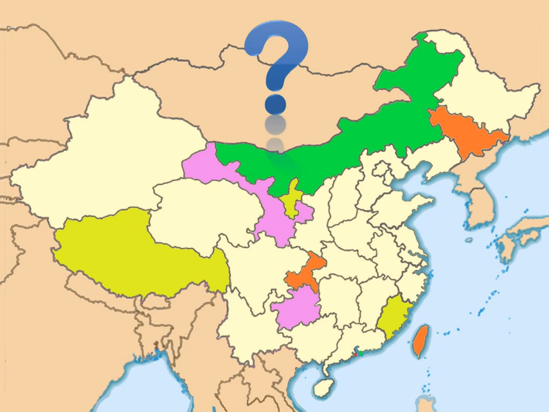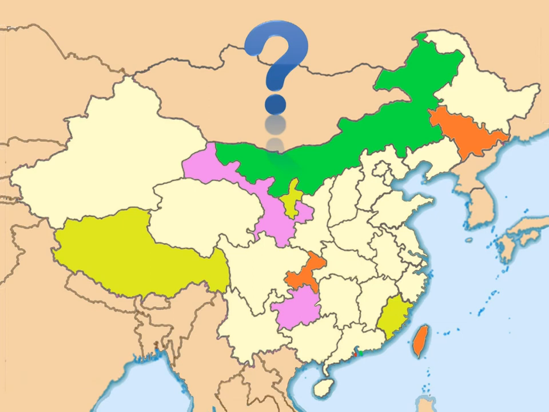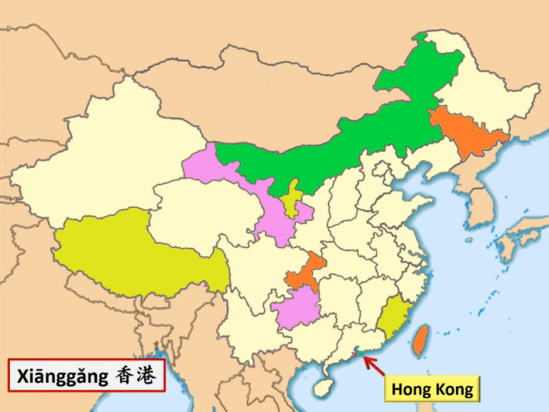This province, which faces Taiwan, derives its name from two ancient cities within. One of the cities is Fuzhou. What is the name of the province? Fujian. This special administrative region was formerly a British colony. The name we use in English is similar to the Cantonese pronunciation of a name for this area. What name do we use? Hong Kong.